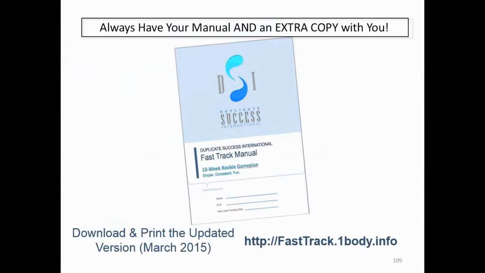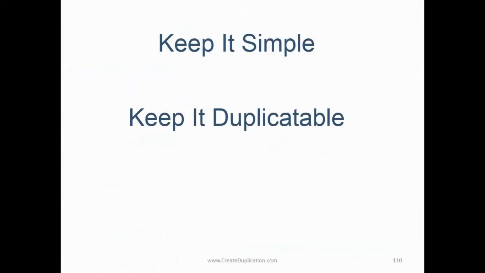Again, download and print the updated version as of March 10th, 2015 at this link, fasttrack.onebody.info. Keep it simple. Keep it duplicatable. You can do this.